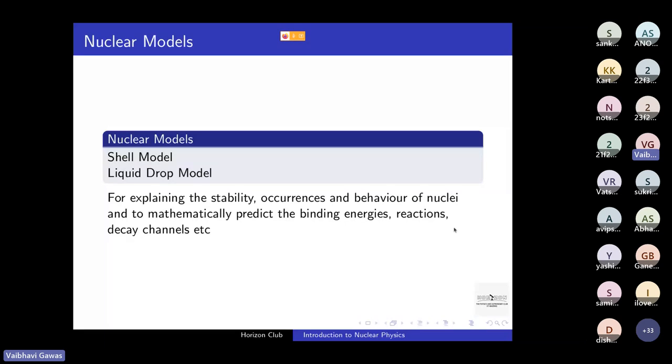For the nuclear models, we'll discuss two different models: the shell model and the liquid drop model. Most of the properties that we discussed before are based on either of these models, mainly the shell model itself. The idea of considering both models is to explain these properties. These models explain stability, why only certain types of isotopes are possible, why only certain decay channels occur, and how binding energies and reactions can be calculated.